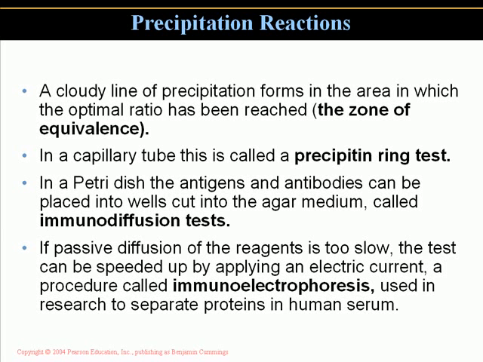If passive diffusion of the reactants is too slow, the test can be speeded up by applying an electrical current. The procedure is referred to as electrophoresis. Immunoelectrophoresis is commonly used in many studies. It's used in research to separate proteins in human serum.